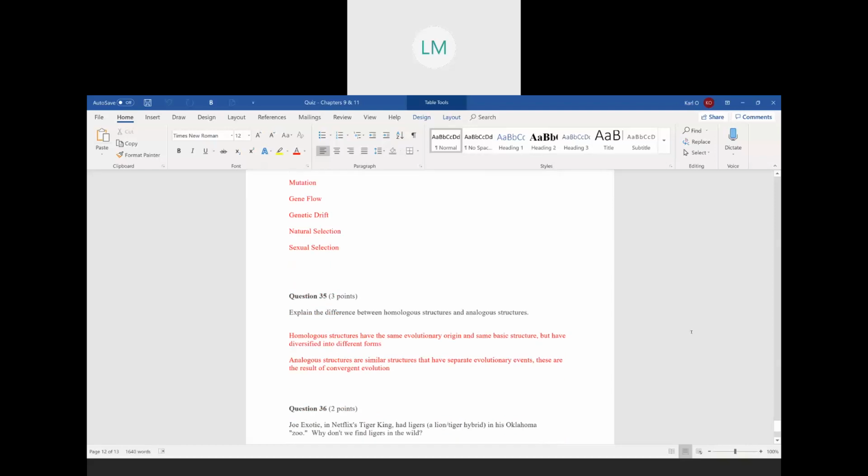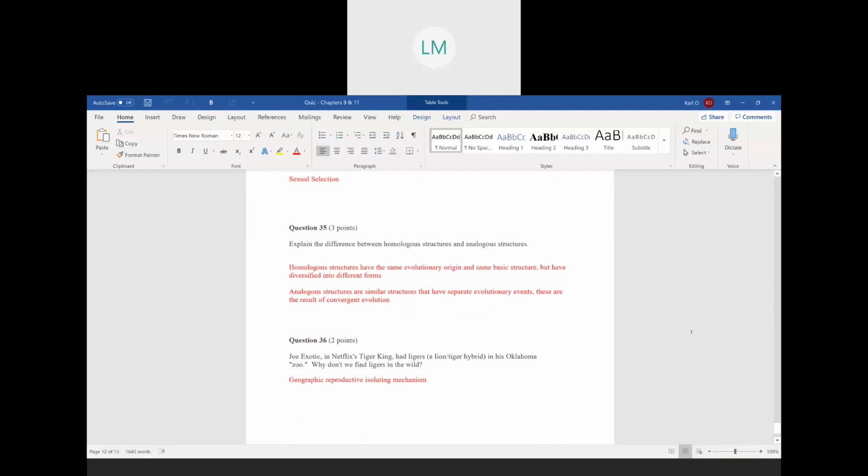Question 35, explain the difference between homologous and analogous structures. We kind of did this up in a previous question, but basically those homologous structures have one evolutionary origin and the same basic structure, but they've diversified into different forms. The classic example of this is the mammalian forearm, because we've got forearms like cats, forearms like horses and bats and whales, lots of different forms, but when you look at the skeletal structure of those, it's the same basic structure. That's a homologous structure. Analogous structures look very similar, but have separate evolutionary events that gave rise to these structures, the result of convergent evolution.